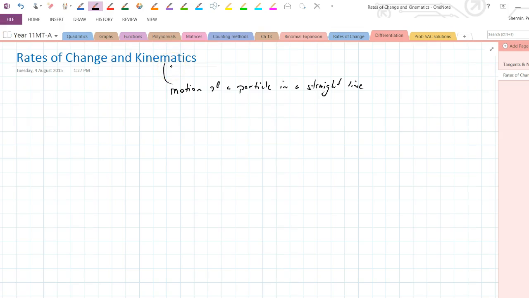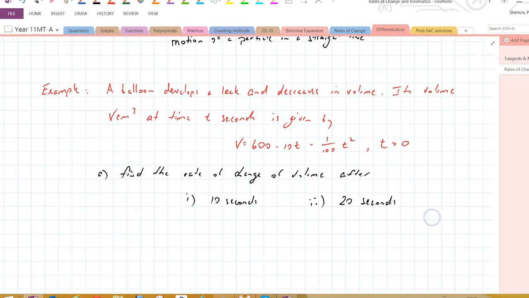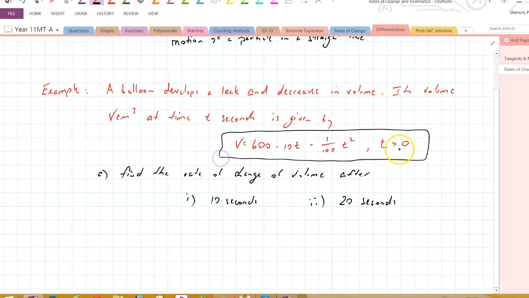We're going to have a closer look at that now that we've done some work on differentiation and rates of change. Let's do an example, and I'll show you how differentiation is going to help us with a rate of change now that we've got some differentiation rules up our sleeve. Here's an example out of your textbook. A balloon develops a very small leak and decreases in volume. Its volume, V centimeters cubed at time t seconds, is given by this equation here, where t is greater than 0, t in terms of time.